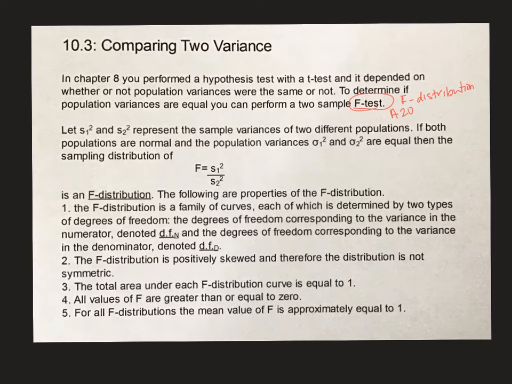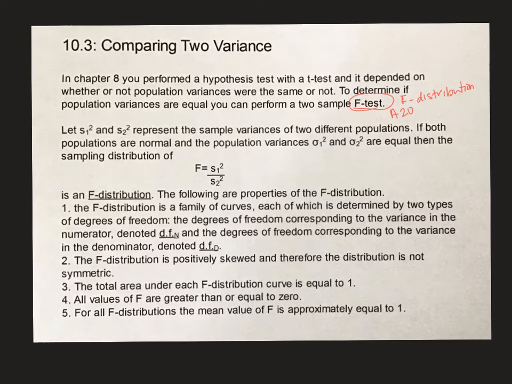So we're letting sample variance 1 and sample variance 2 represent the sample variances of two different populations. So S sub 1 squared and S sub 2 squared. So remember, variance is squared, standard deviation is not. If both populations are normal and the population variances sigma 1 squared and sigma 2 squared are equal, then the sampling distribution of F equals our sample variance 1 over our sample variance 2 is an F distribution.